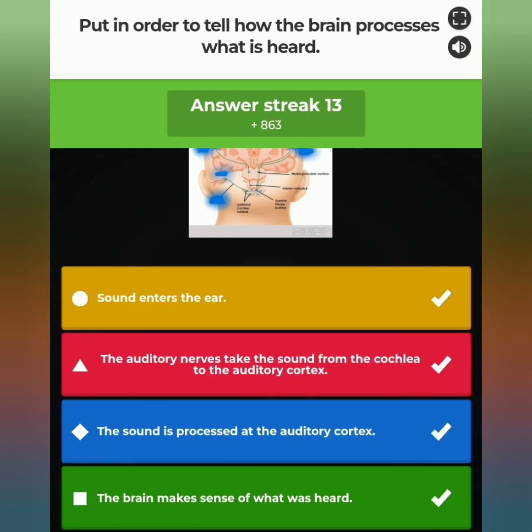So the correct order is that first the sound enters the ear, then the auditory nerves take that sound from the cochlea to the auditory cortex, and the auditory cortex is our processing system in the brain where sound is concerned, words, everything. So once it's sound waves, then the auditory cortex will do all that processing in that area to make sense of what is heard and then store the data as either new or related to what was previously heard. So that's where all that takes place. So this is the correct order.